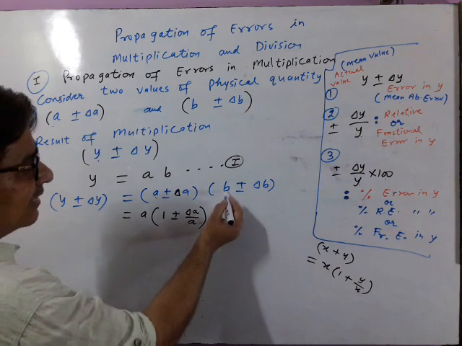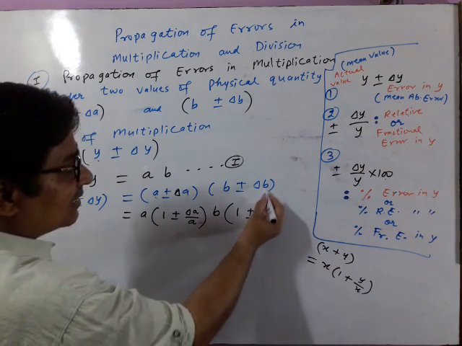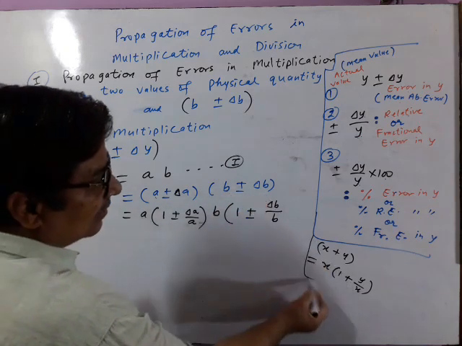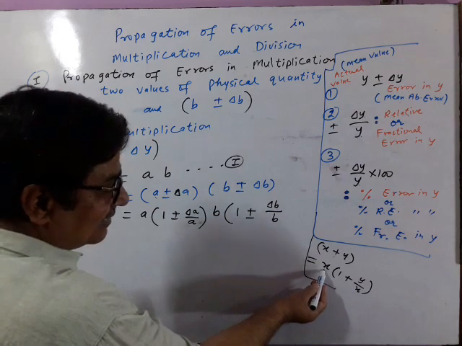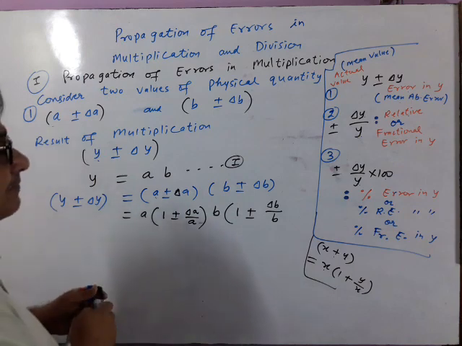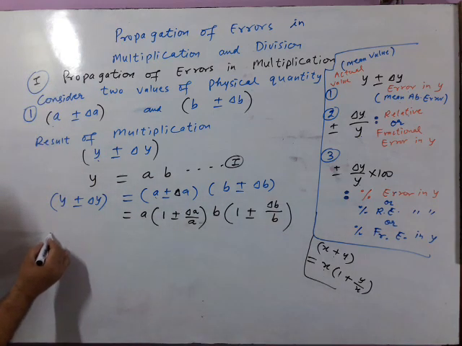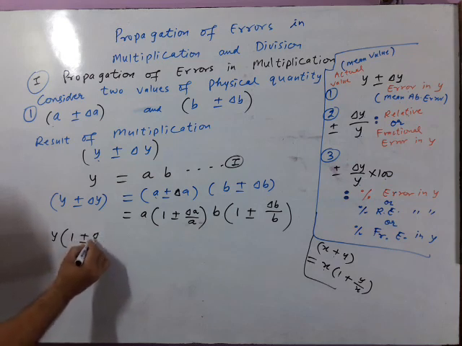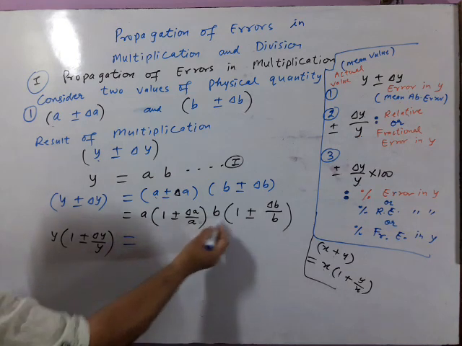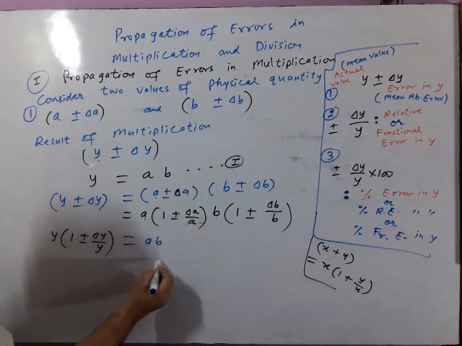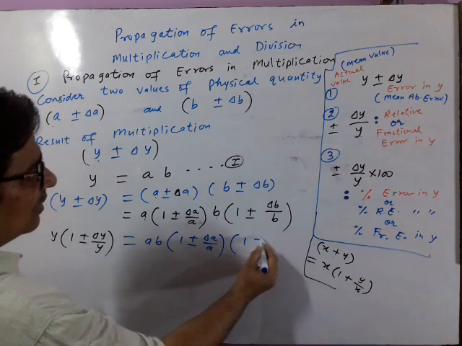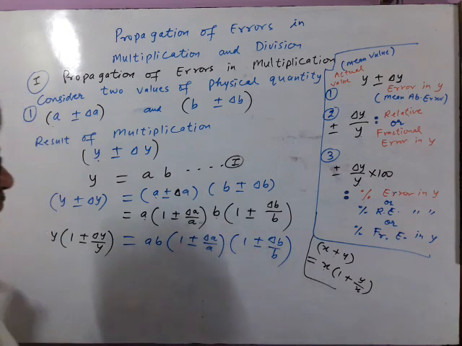Similarly, take b outside. It is 1 plus minus the other quantity, error in b, divided by b. Like this, out of x plus y, if you take x common, it becomes 1 plus y by x. Similarly, take y common, so it will be 1 plus minus delta y by y. Now, all are in multiplication, so write collectively a into b and these two brackets: 1 plus minus delta a by a into 1 plus minus delta b by b.